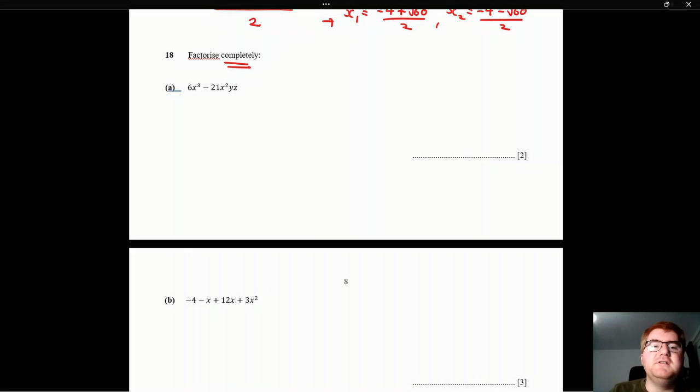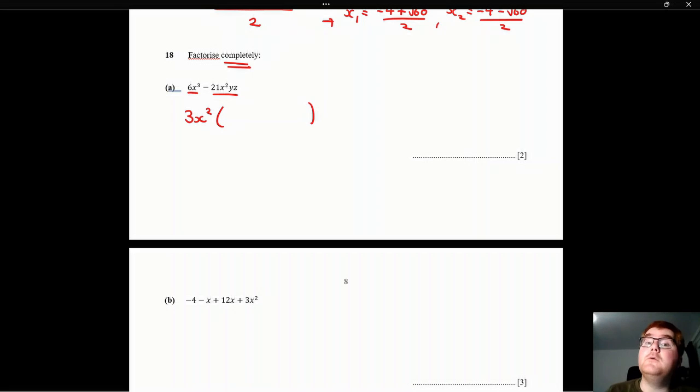So for this question, for example, just taking out a common factor of x will get you 1 mark, but we want to get all 2 marks. So what do these two things have in common? Well, what number goes into 6 and 21? That's a 3. What letters go in? Well, we have an x squared and x cubed, so we can take an x squared out here.